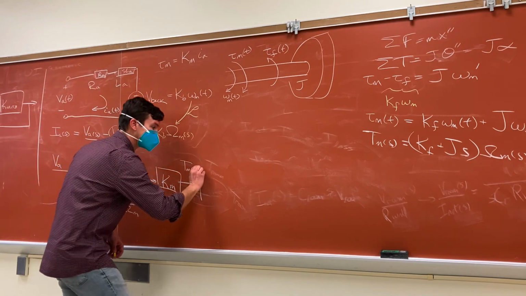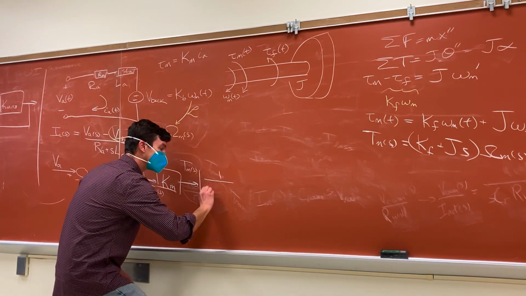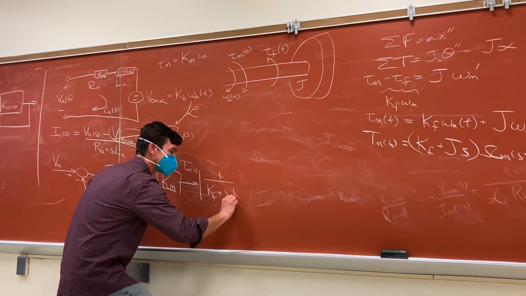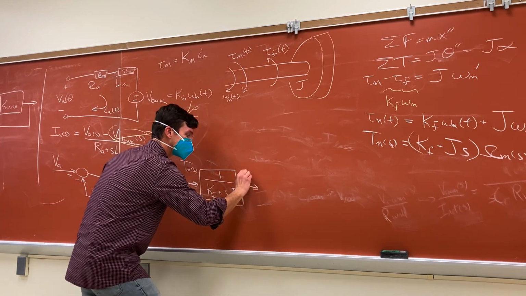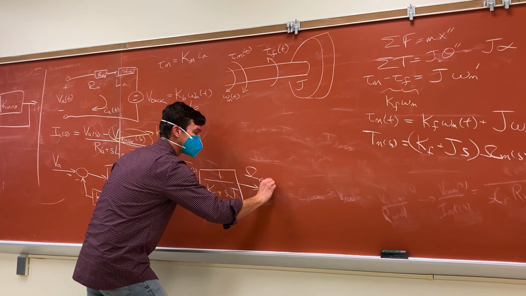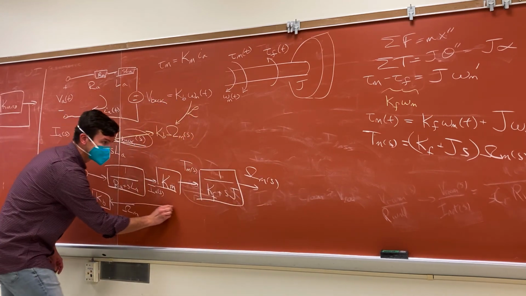All right, I'll be done in just a moment. We get 1 over kf plus s times j. The output of this is omega m, which is what I need to complete my jigsaw.